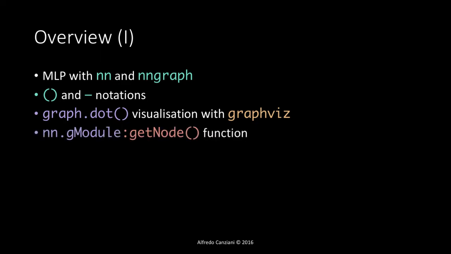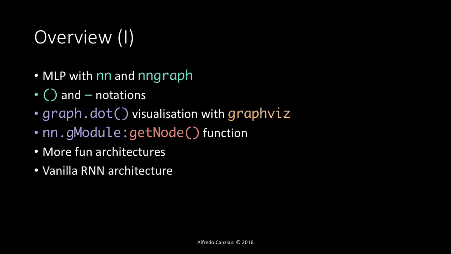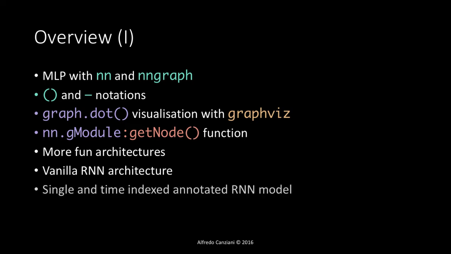We will write a getNode function additional to what comes with the gModule in order to display the content of a specific node. Then we will see more fun architectures that can be easily done with the nngraph package. And we will implement our very own vanilla recurrent neural network in just 3 or 4 lines of code. Finally, we will use a script we have developed here at the eLab at Purdue, which can create a recurrent neural network model and its time index replica with some annotation that is the understanding of its own architecture.